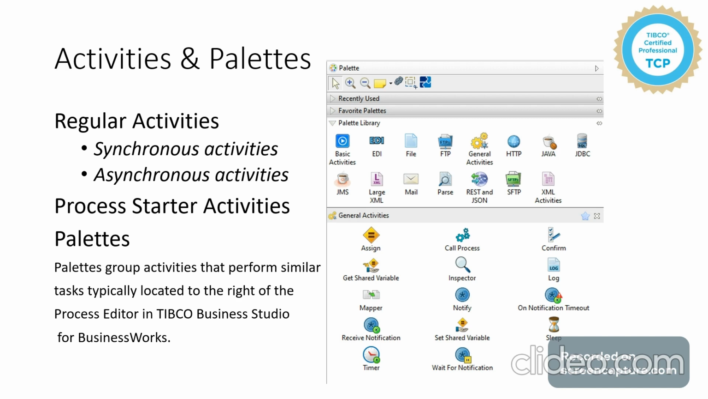And like I said earlier, palettes are groups of activities that perform similar tasks, typically located on the right hand side of the process editor in TIBCO Business Studio for BusinessWorks. And the palette library will have all the palettes available, and there are a few palettes which come out of the box when we install TIBCO BusinessWorks for container edition, whereas palettes like EDI, large XML, and a few other additional palettes can be installed as plugins.